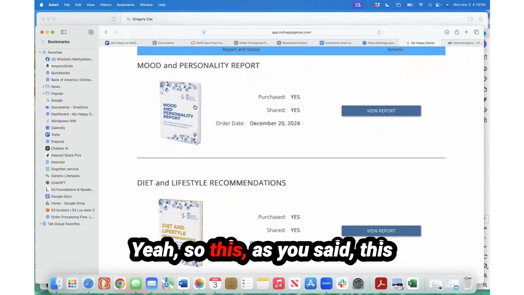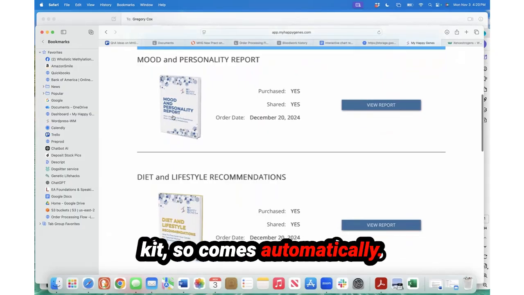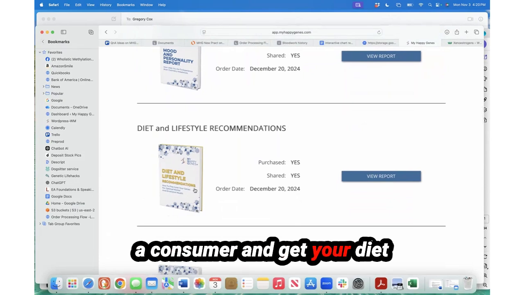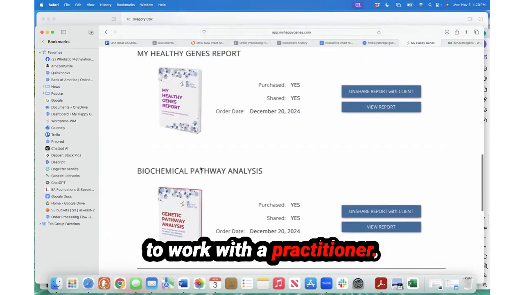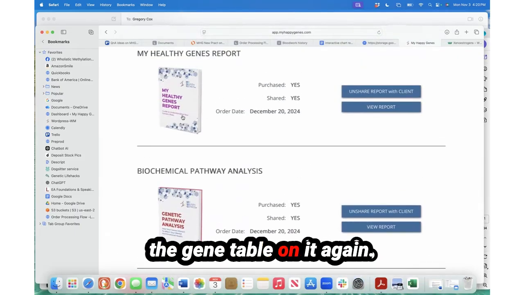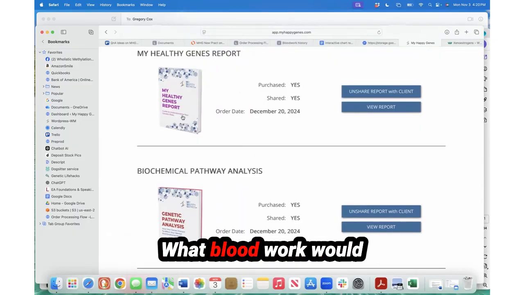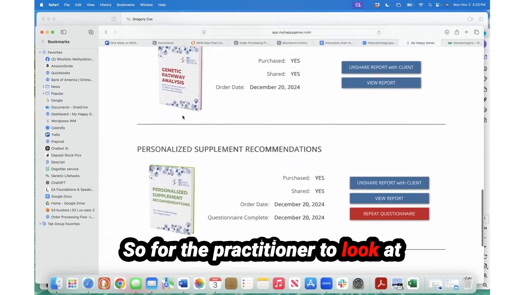Yeah, so this, as you said, is the one that comes with the kit. So it comes automatically. You can purchase this one as a consumer and get your diet and lifestyle recommendations. These other three, you have to work with a practitioner. This one does actually have the gene table on it. Oh, does it? Okay. Yeah, because we give suggestions on blood work, what blood work would show that particular issue, for the practitioner to look at.